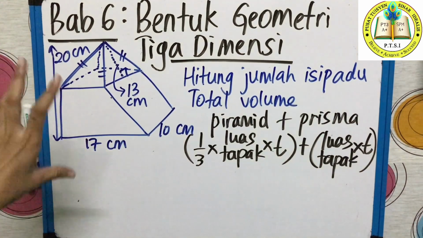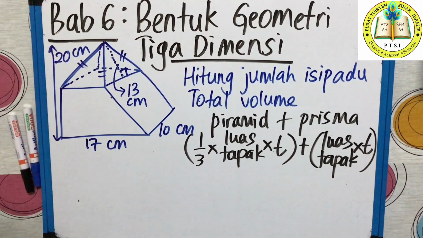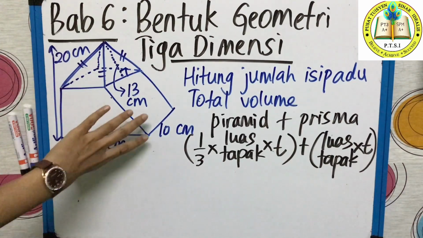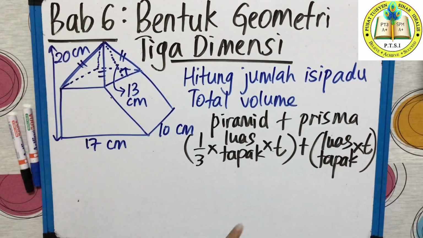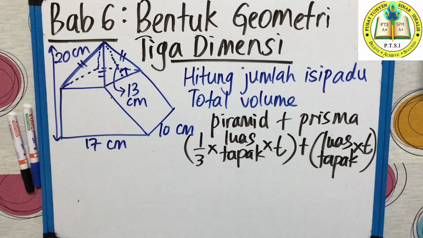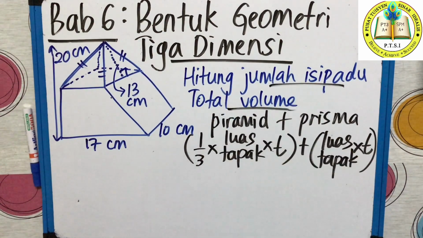So dalam struktur ini, if you see this structure here, ada gabungan. You have a combination here of 2 shapes, of 2 structures. Satu adalah piramid, lagi satu adalah prisma. That's why teacher put here piramid plus prisma. Sebab soalan minta hitung jumlah isi padu. That is the question. Total volume, jumlah isi padu.